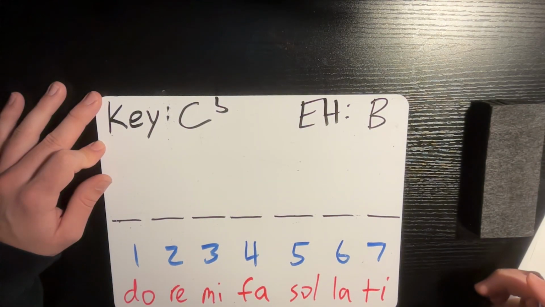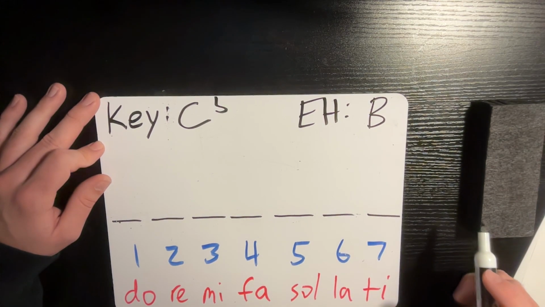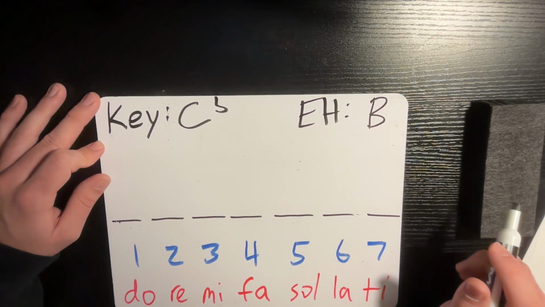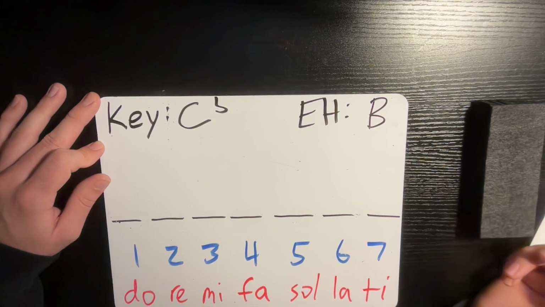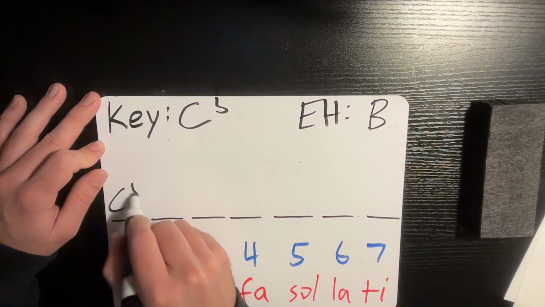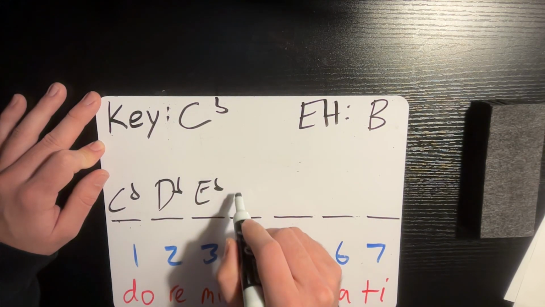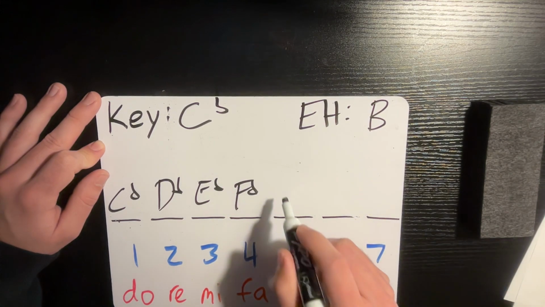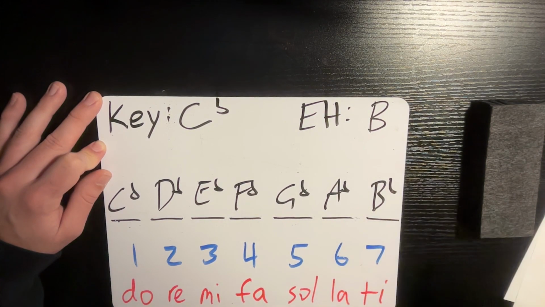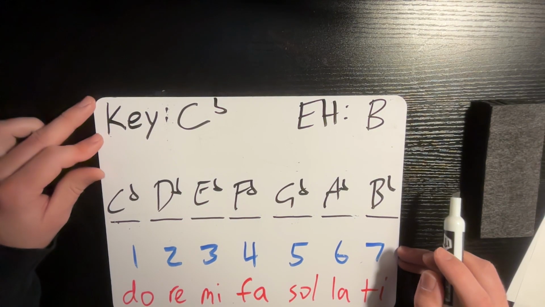Now, the final major scale, the key of C flat. All of the notes in this scale are going to be flat. And they have to be, because it's kind of the polar opposite of the key of C, where all of the notes are natural. So here we go. This is going to be easy. C flat, D flat, E flat, F flat, and G flat, A flat, B flat. Finally, we have a flat note as our 7th note of a flat major scale.